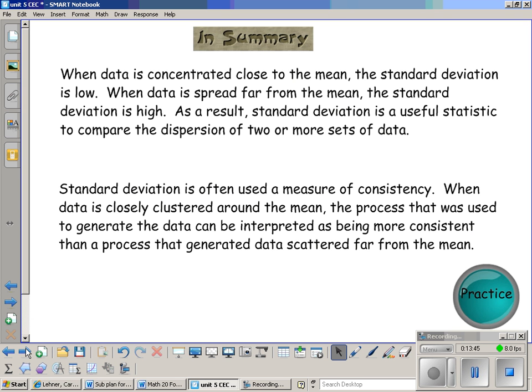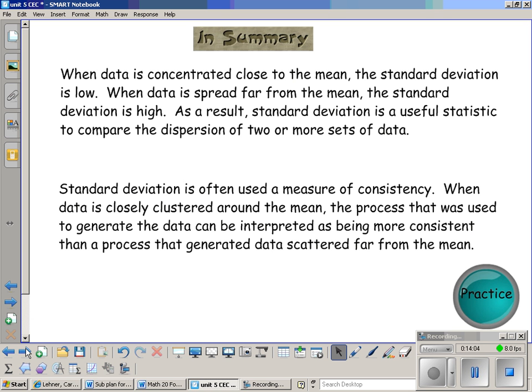When data is closely clustered around the mean, the process that was used to generate the data can be interpreted as being more consistent than a process that generated data scattered far from the mean. So a lower standard deviation implies a more consistent action.